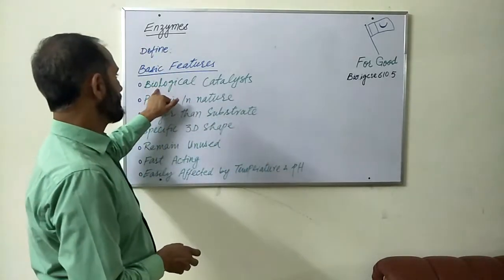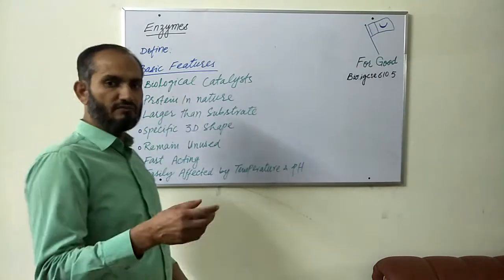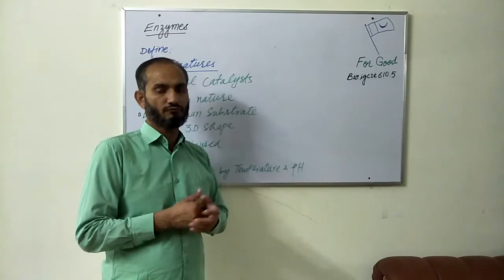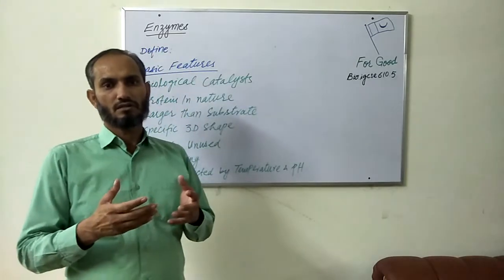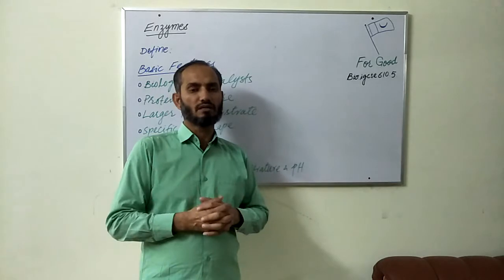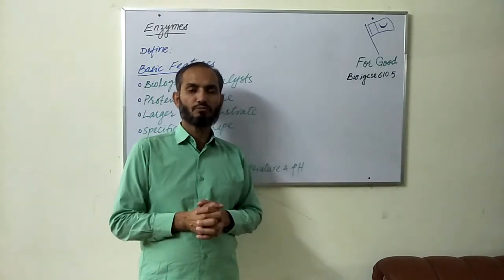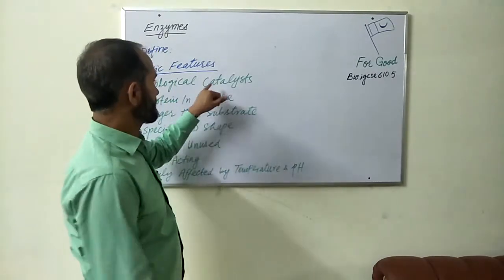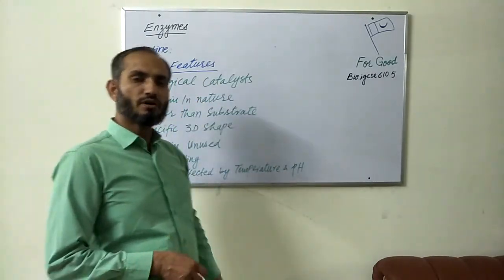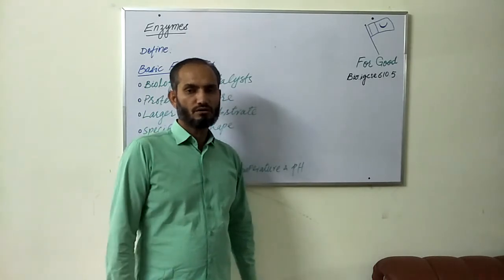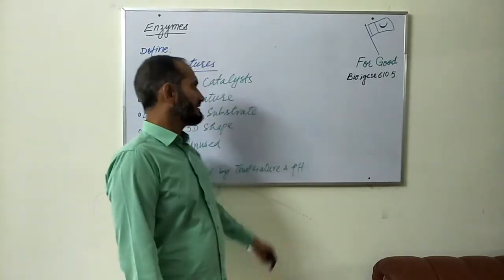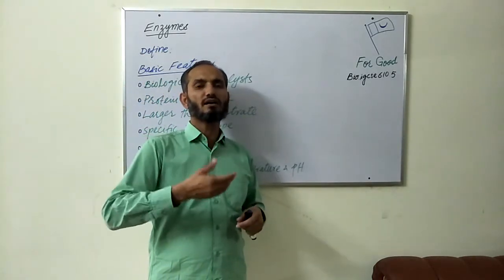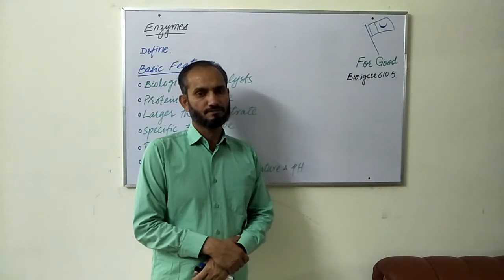So the biological means that they are produced by the living things, means they cannot be synthesized artificially in some factory or in some industry. We cannot produce them synthetically. They are produced only by the living things. And the second word is catalysts. What are catalysts? You might have studied in chemistry or you might be familiar with them, that a catalyst is a chemical which speeds up or which alters the speed of some chemical reaction.